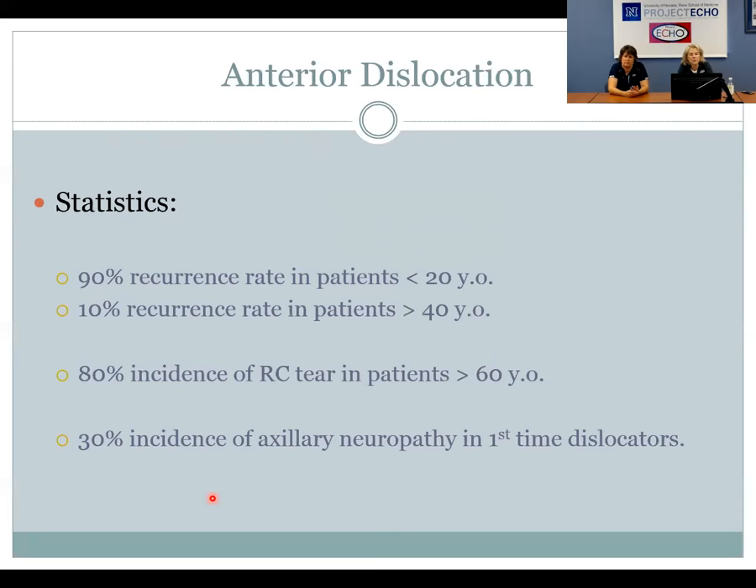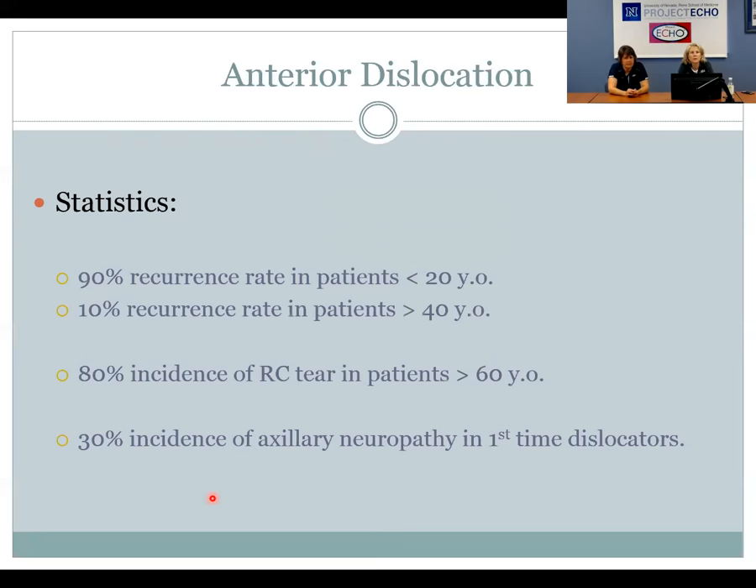And I think I've seen a trend since I've been in practice of, let's regain range of motion and strength. But I don't think there's anything wrong with an operation or a stabilizing procedure in a college-aged or high school-aged athlete that's had a dislocation and has a labral tear, because it's going to happen again. Look at the patients over 40: 10% recurrence rate.